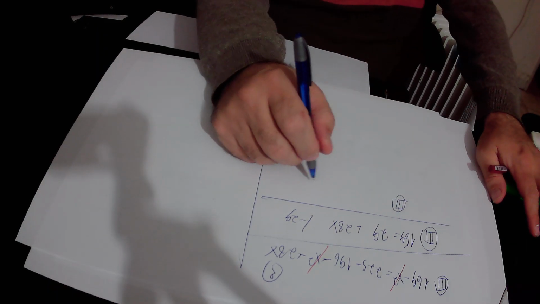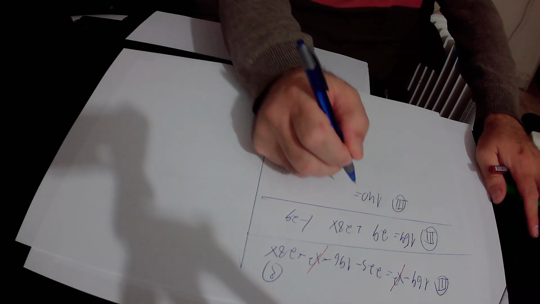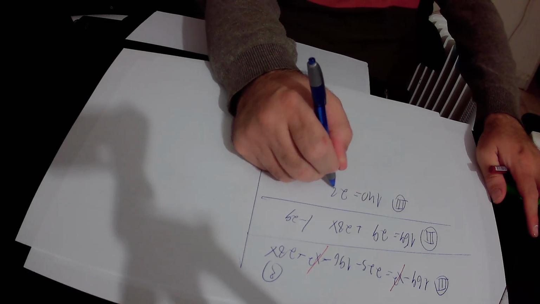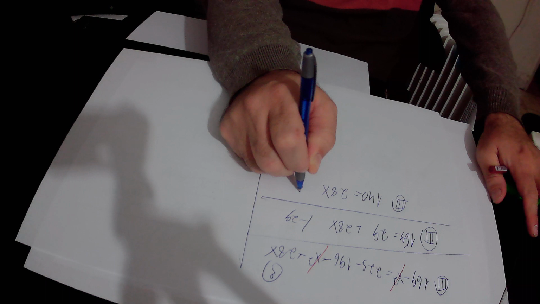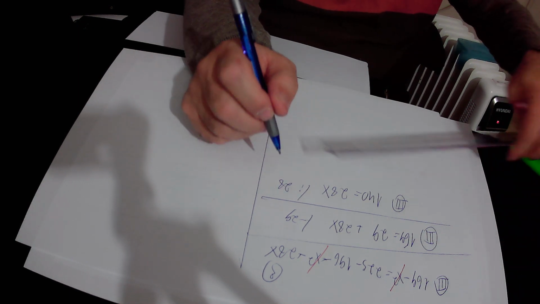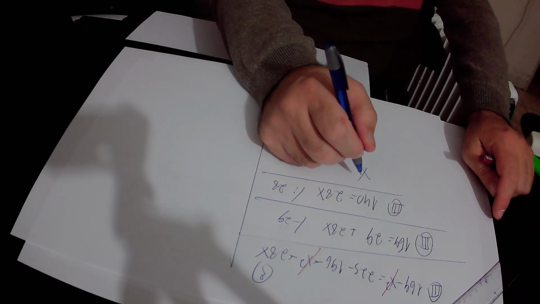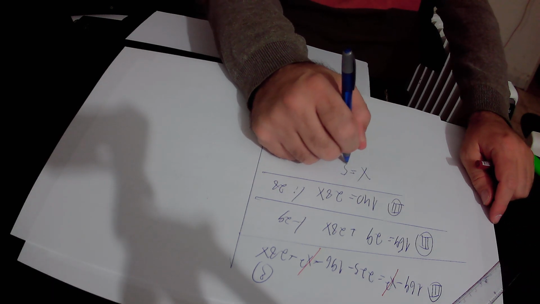169 minus 29 is equal to 140, that equals 28x. Here we divide this equation number 3 by 28, and finally we get that x equals 140 over 28, which is 5, so x equals 5.